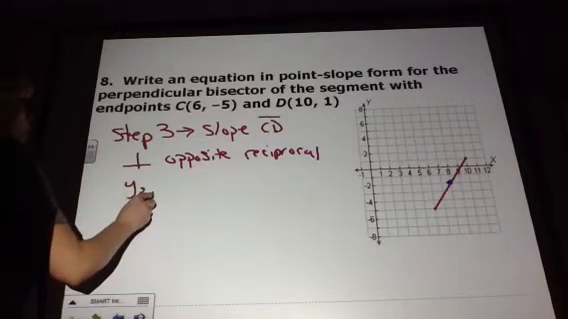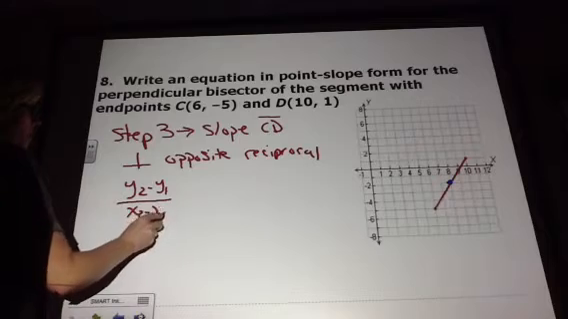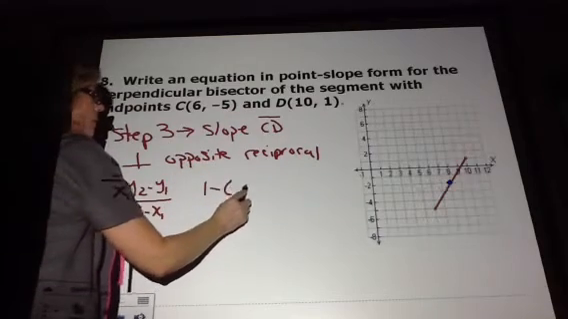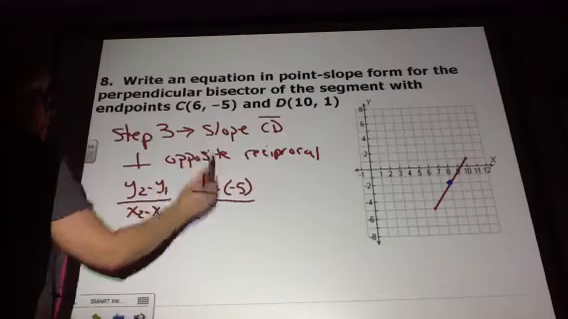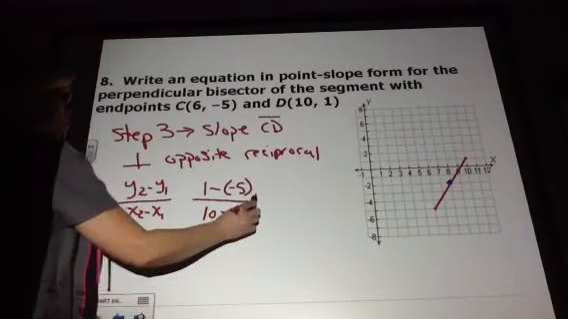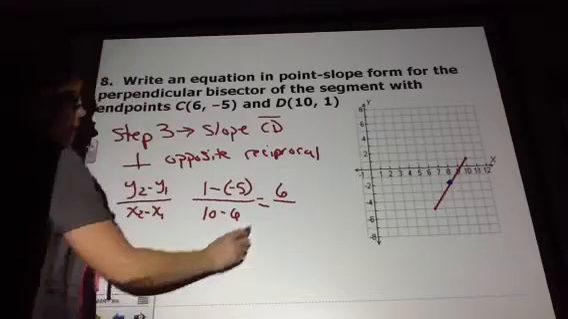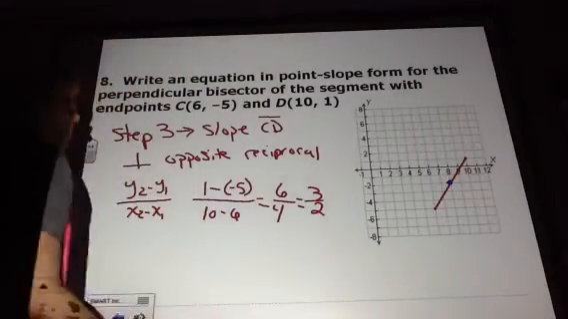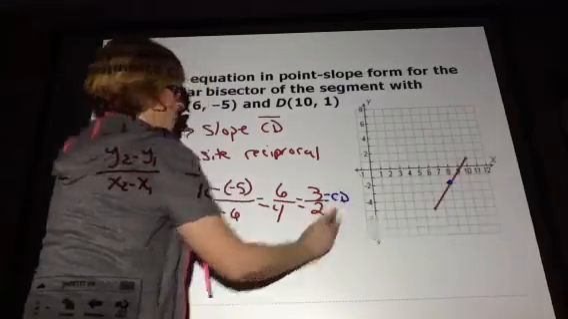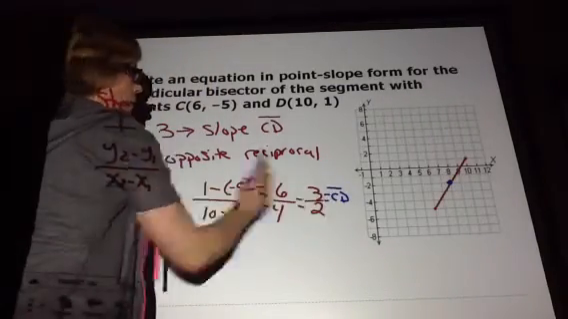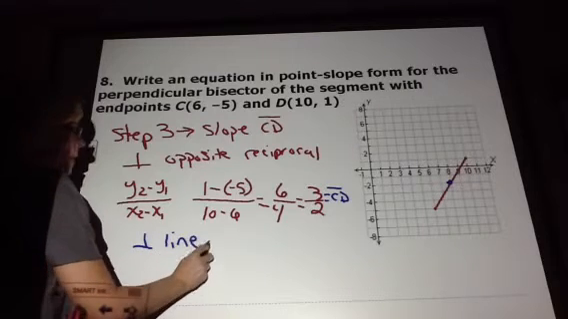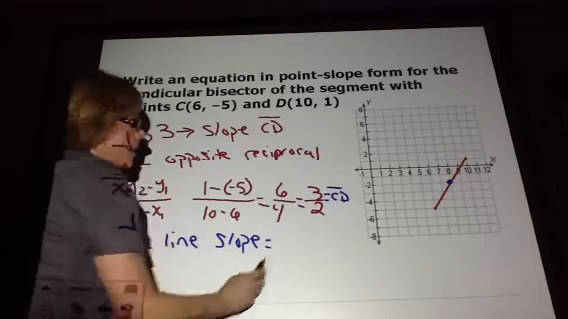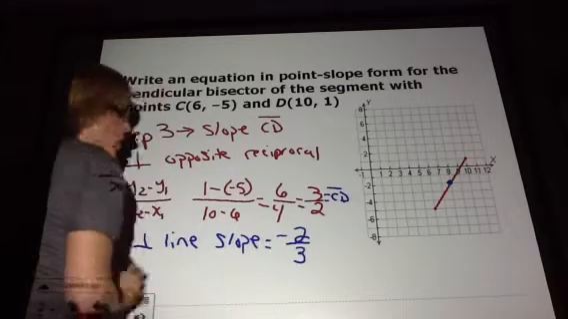Remember, your slope is your vertical change over your horizontal change. So slope of CD is going to be 1 minus -5 over 10 minus 6. So what is that? 6 over 4, which simplifies to 3 over 2. All right, well, that's the slope of CD. We need the slope of the line that is perpendicular to that. So the perpendicular line is going to have a slope opposite, which is going to be a negative, and the reciprocal is going to be -2/3.